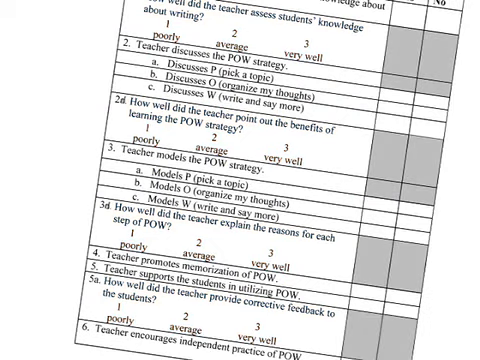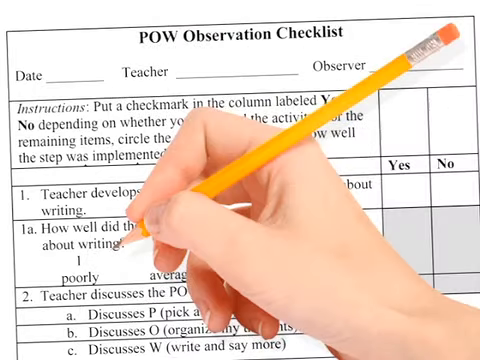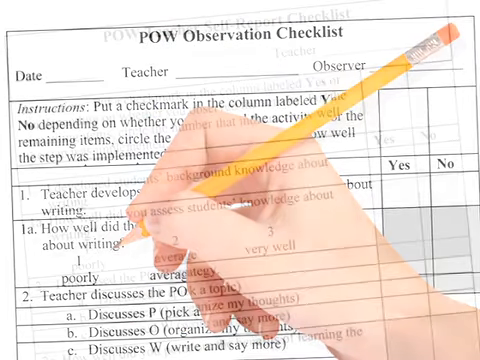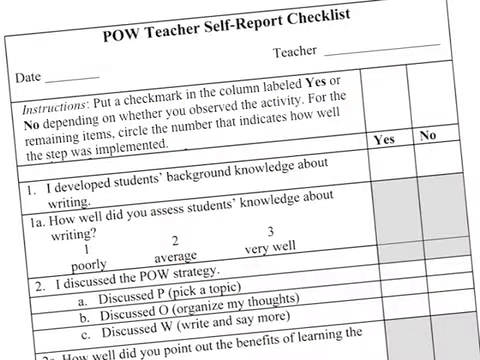The team members also want to create a teacher self-report checklist. They find that with a little rewriting, the observation checklist is easily transformed into a self-report checklist.